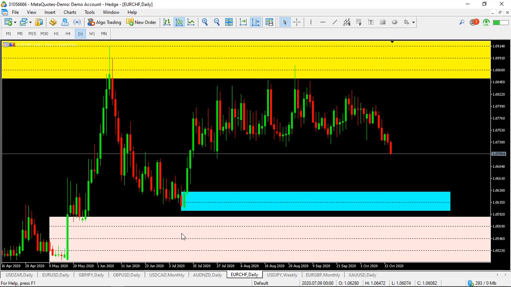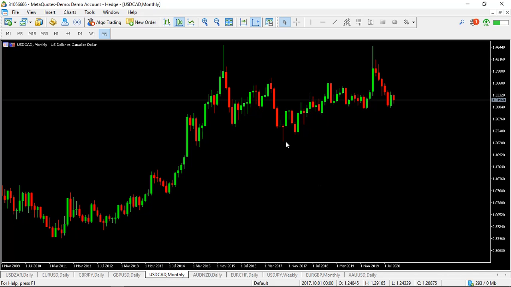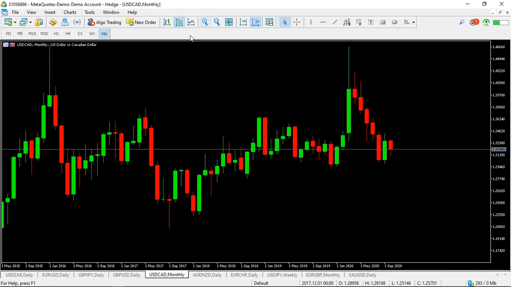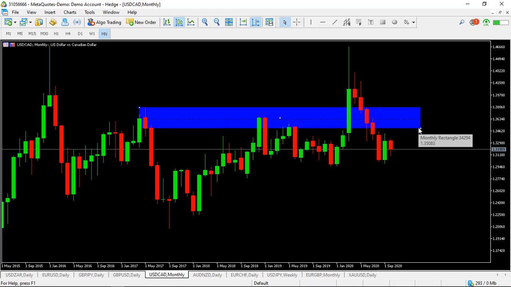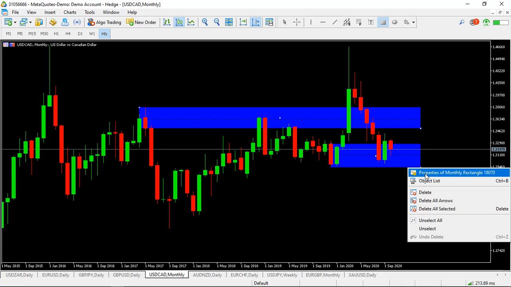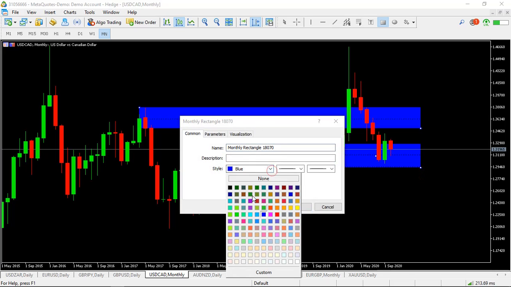Okay, let's do the last pair. Let's go to my USD CAD. Okay, USD CAD, we'll do it fast. So here, this is my supply. Look, when you draw the supply, you can see that it was removed. Look at whether this supply was removed. So this supply was removed by this demand. Okay, supply removed by demand.